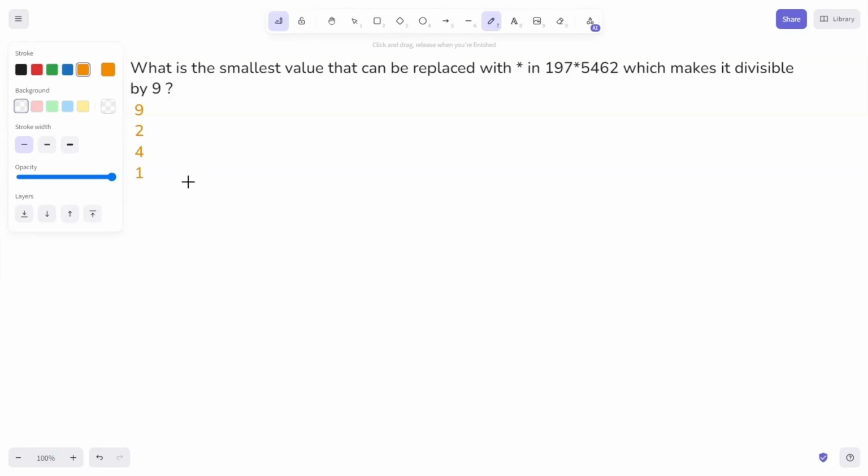So to solve this particular question, we will simply apply the divisibility rule of 9, and it is a really simple rule. If the sum of the digits of a number is divisible by 9, that means that complete number will be divisible by 9. So we will do the sum 1 plus 9 plus 7 plus we will assume x plus 5 plus 4 plus 6 plus 2. 9 plus 1 is 10, 10 plus 7 is 17, 17 plus 5 is 22, 22 plus 4 is 26, 26 plus 6 is 32, 32 plus 2 is 34, so the sum is 34 plus x.